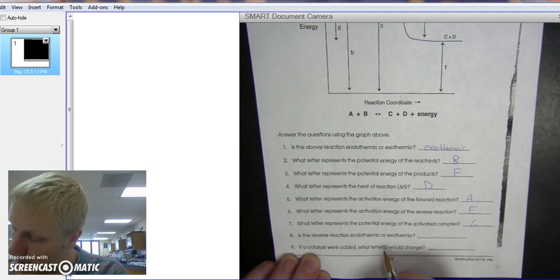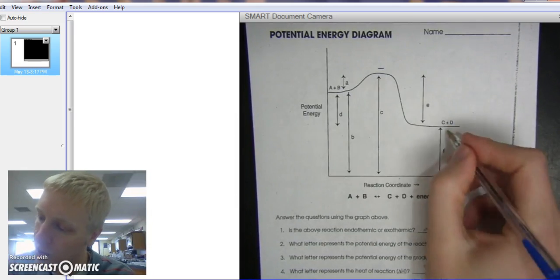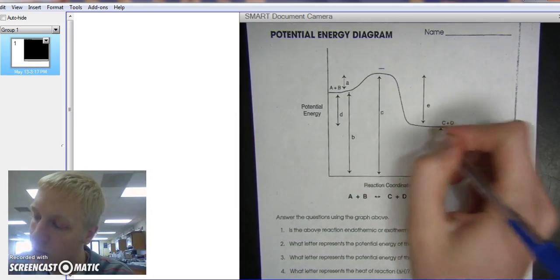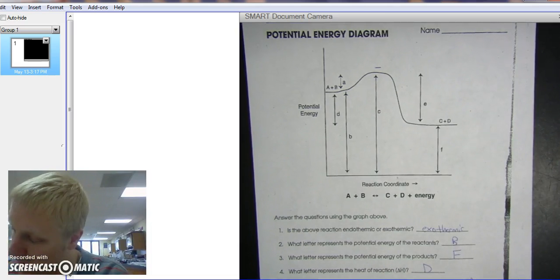Next is the reverse reaction, endothermic or exothermic? So that's going this way. So we start with less energy, end with more. We absorbed, so it's positive delta H. It is definitely endothermic.